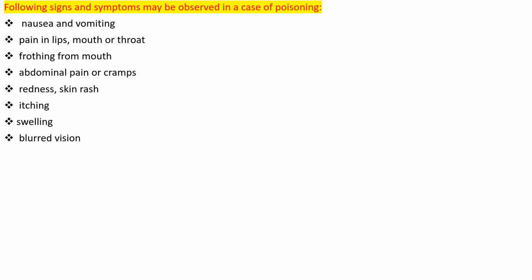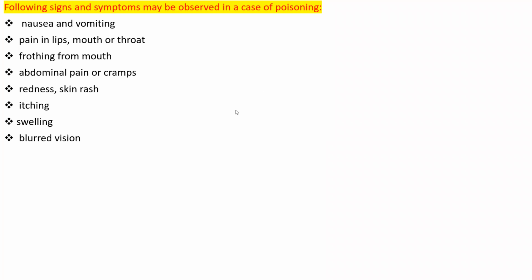Diplopia. D-I-P-L-O-P-I-A. Thank you, ma'am. You just write: a person sees two images of a single object. You can write it down like that. A person sees double vision. Yes, a person sees two images of a single object. Okay.